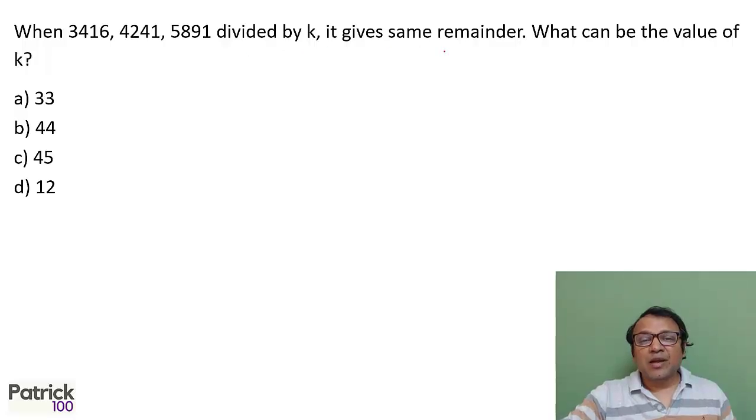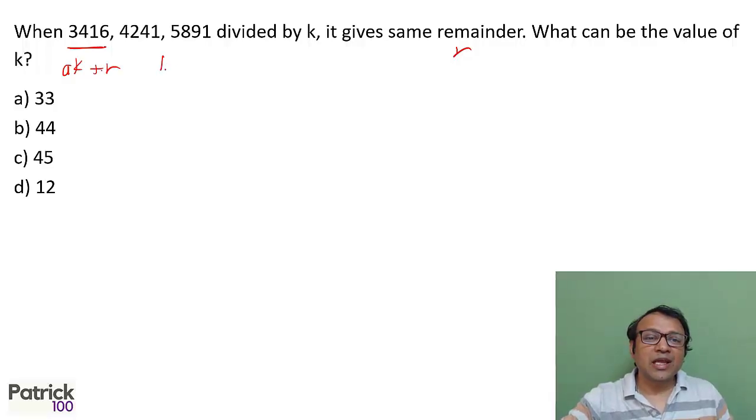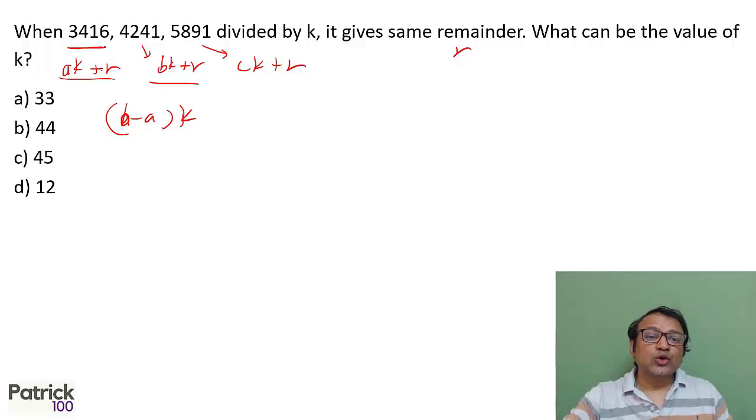Divided by k gives the same remainder. Let the remainder be r, let's say. So that means 3416 is a multiple of k plus a remainder, so let's say ak plus r. In the same way, this will be bk plus r, and ck plus r. If you subtract, what you get is a multiple of k. That means when you subtract these two, you get some multiple of k. So that's how you calculate.